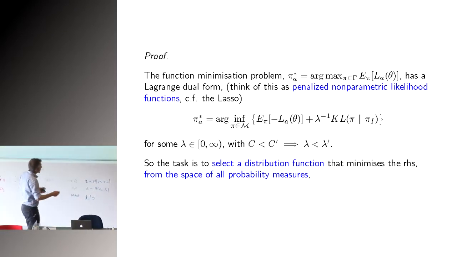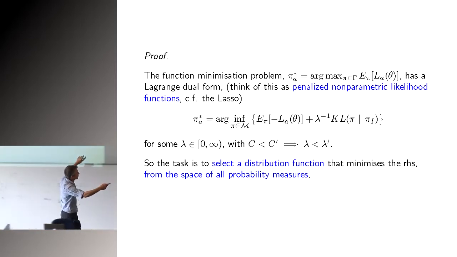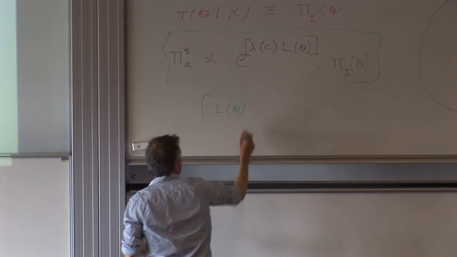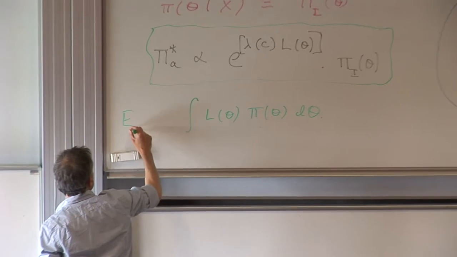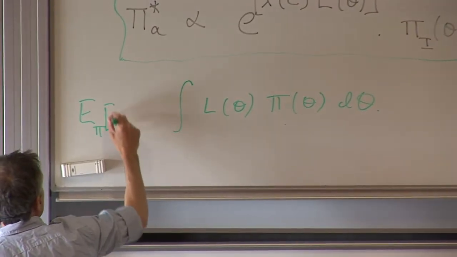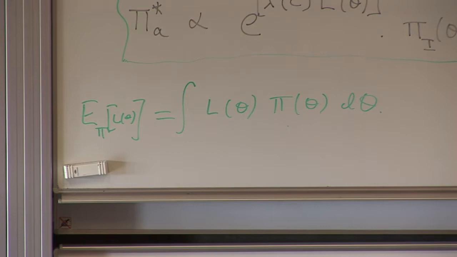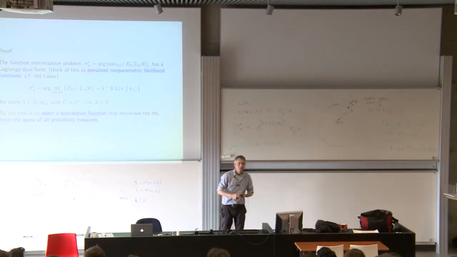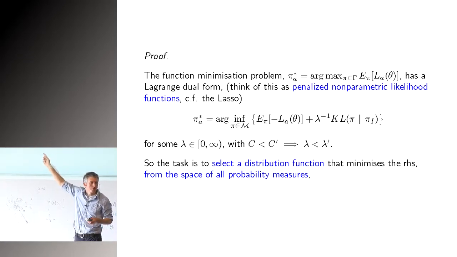So if I look at that previous problem, I can write it as a minimization over an expected loss, just like the sum of squares in lasso. I've got my expected loss, which is the integral of the loss of theta times pi of theta d theta. So this is the expected loss of the distribution function. I want to maximize this, or rather, minimize the negative loss. The negative loss is the reward. I want to get my lowest possible reward, i.e. the worst possible thing that can happen to you.